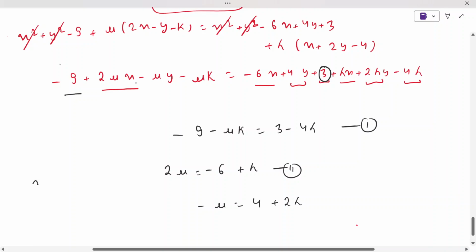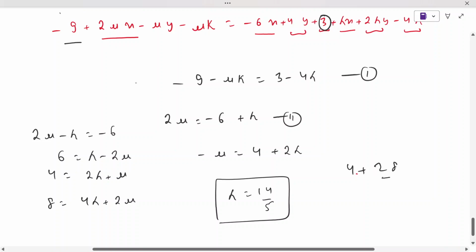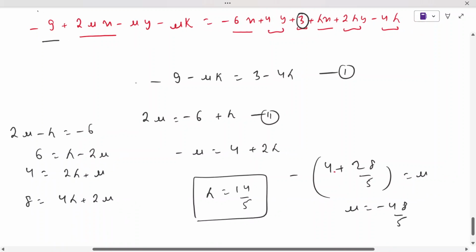Now solve these equations. So 2 mu minus lambda is equal to minus 6, so 6 is equal to lambda minus 2 mu. Then 2 lambda plus mu is equal to 4. Now just multiply this equation by 2, so 4 lambda plus 2 mu is equal to, wait. So we have lambda is equal to 14 by 5. So mu is equal to minus 48 by 5.